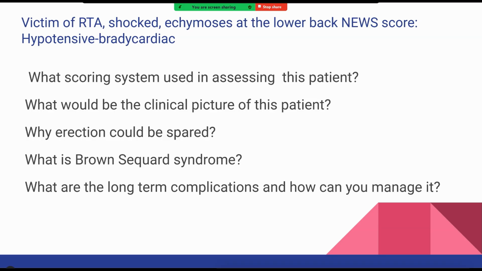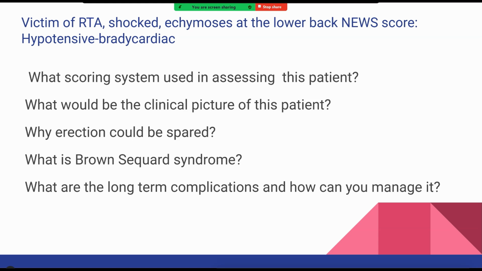Okay. So can you describe what is Brown-Sequard syndrome? Brown-Sequard syndrome is a spinal cord lesion. It's a syndrome that results from spinal cord injury that involves loss of motor and special senses like proprioception, two-point discrimination, joint positional sense, ipsilaterally on the same side of the lesion, and contralateral loss of pain and temperature.